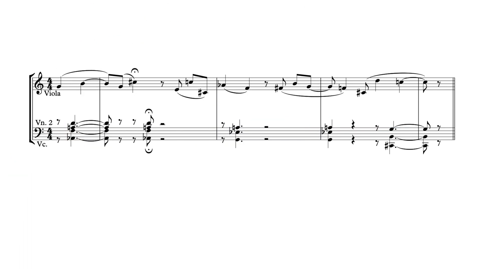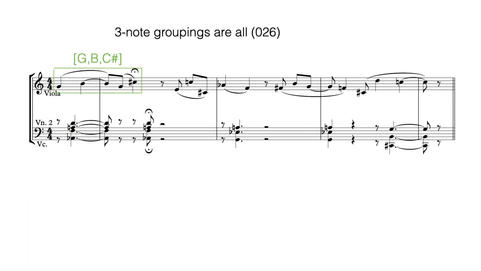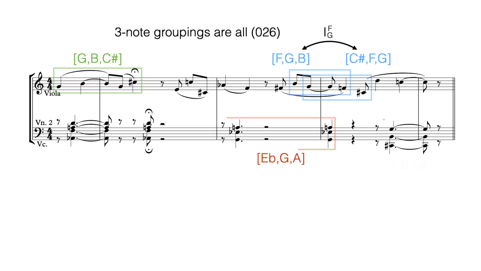The melody contains 2 additional forms of the same set class, 0, 2, 6, and these are related by the inversion around the F, G they share. So first B, G, F, overlapped with G, F, C sharp. So now we have identified 5 forms of 0, 2, 6 in this passage, 3 in the melody and 2 in the accompanying chords.